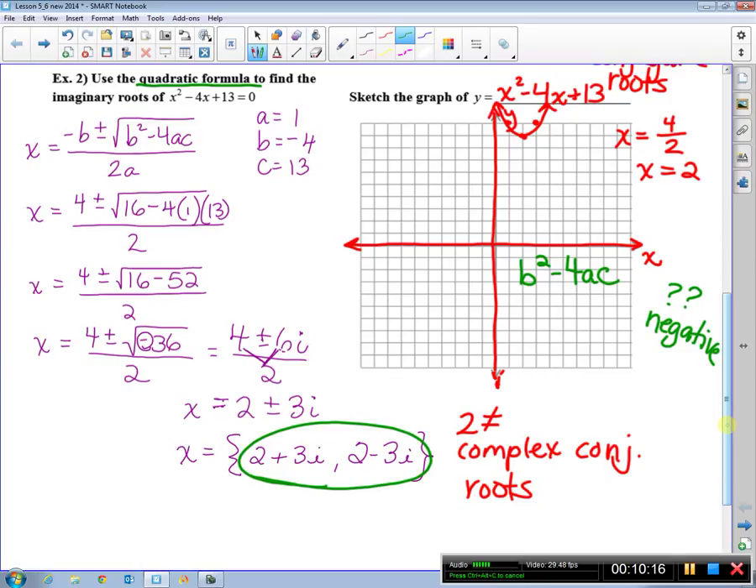So let's give that a shot. B squared minus 4 times a times c. This should look very familiar to you because we've already done the work. And there it is. Our discriminant is negative, which tells us our roots are complex conjugates or imaginary, which tells us that the graph does not cross the x-axis.